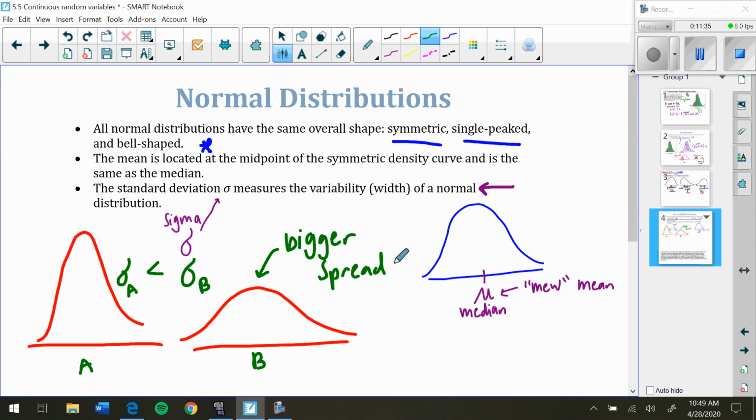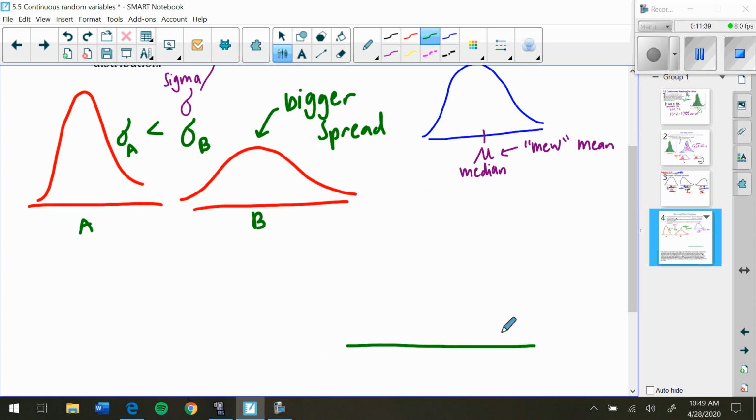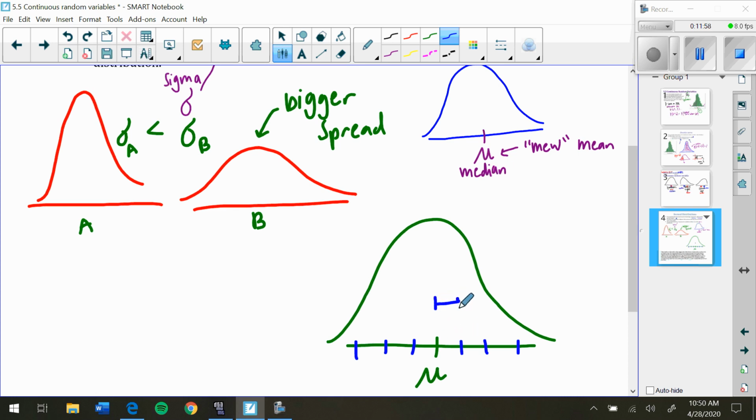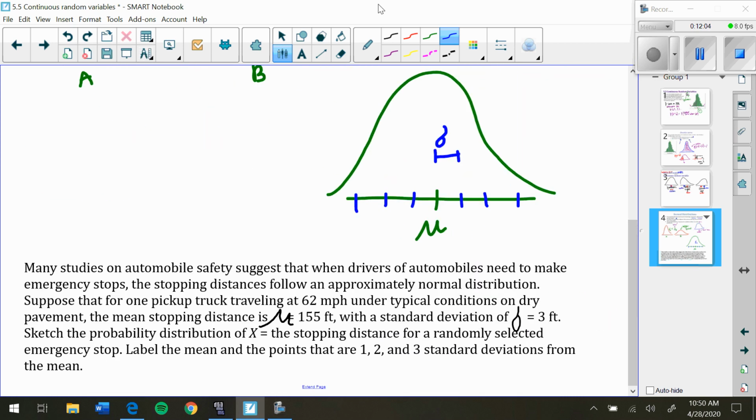And the other really cool thing about a normal distribution is that it always is centered around this mean. And then we have these 1, 2, 3 marks above, 1, 2, 3 marks below. Each distance here is a standard deviation.